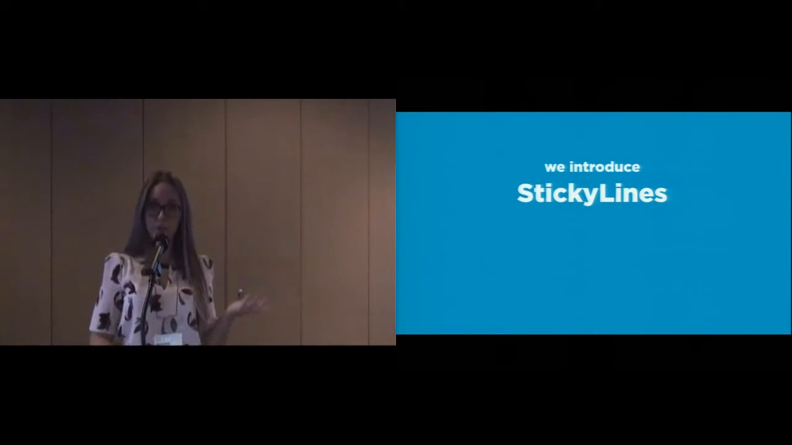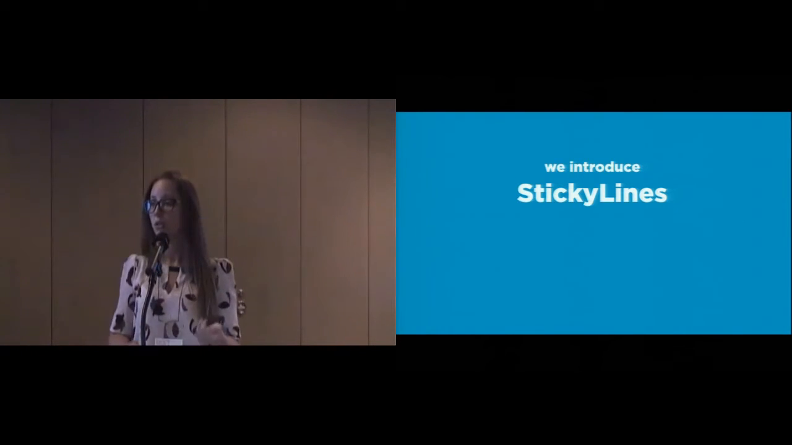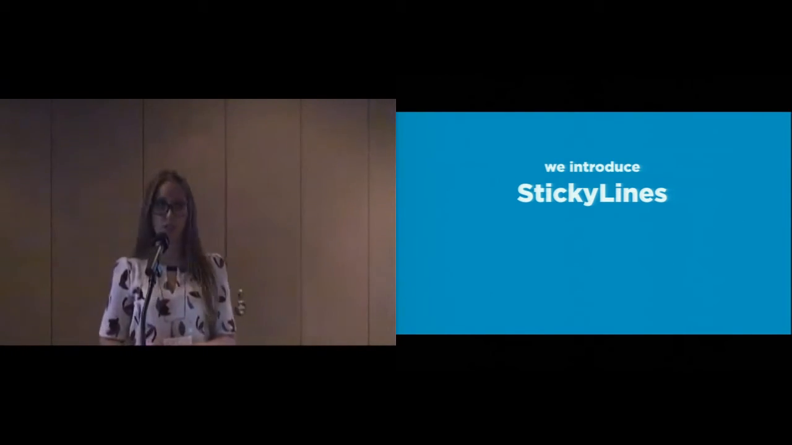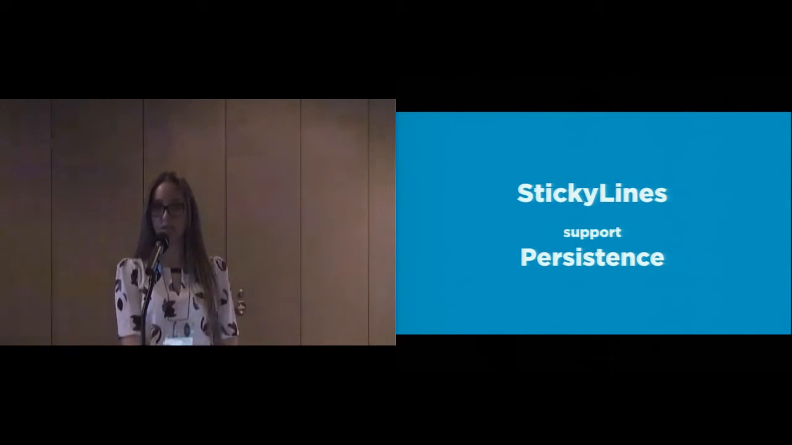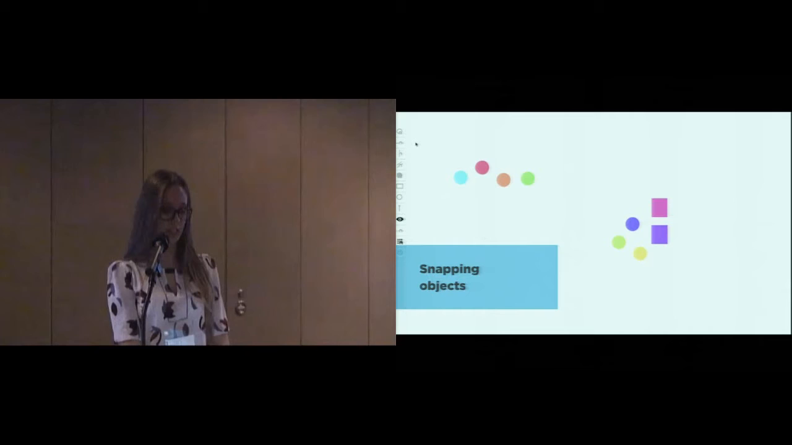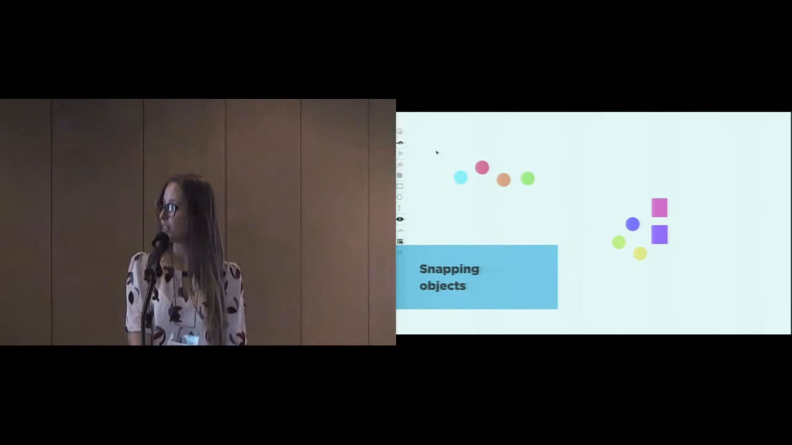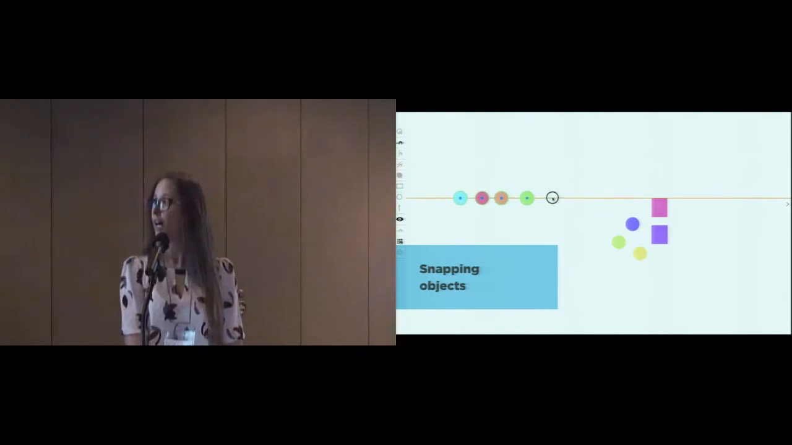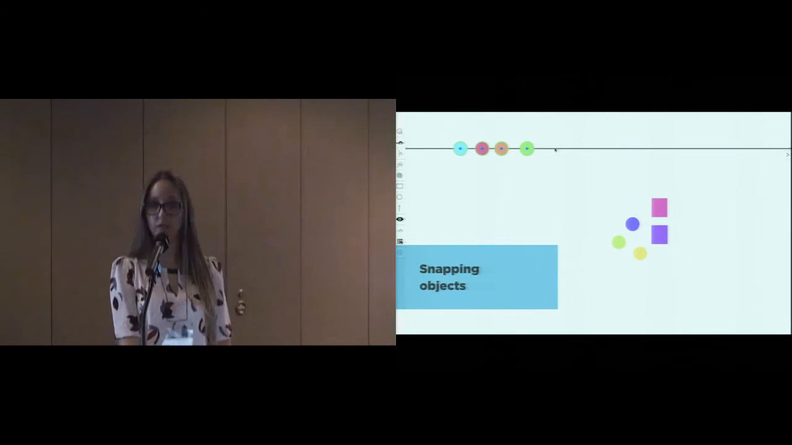So to tackle the three problems that I mentioned, lack of persistence, control, and generality, we designed StickyLines, which builds directly on magnetic guidelines and extends them. StickyLines was designed to support persistency, as we will see now. For example, to achieve horizontal alignment, we can create a straight horizontal guideline, attach objects via snapping, and then when we drag the guideline, the objects are kept aligned. Now alignment is truly persistent.